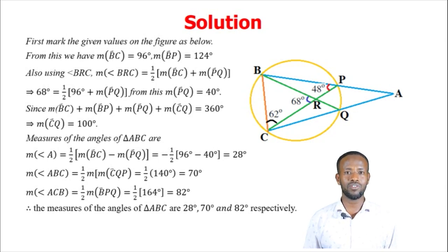The sum of the angles of any triangle should be 180 degree. Add these angles, 28 degree plus 70 degree plus 82 degree should give us 180 degree. Yes, we are right. How many of you get this?